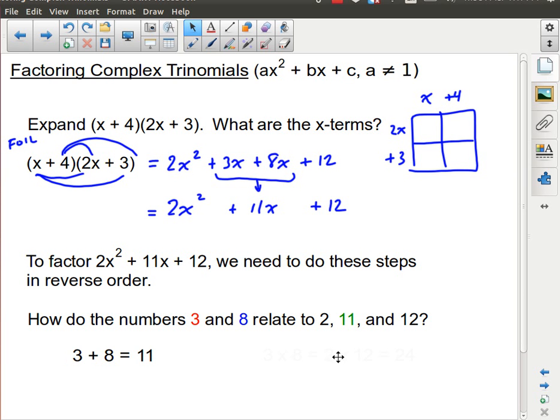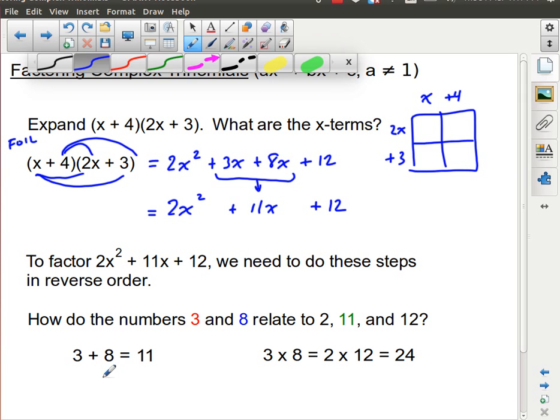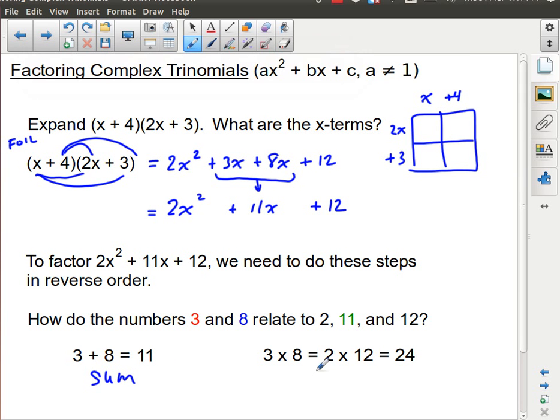And then the other relationship that's here is that 3 times 8. So here I've got a sum, and here I have a product. 3 times 8 is actually the same as 2 times 12, and both of those, of course, are equal to 24. So this idea of sum and product is going to come into play.